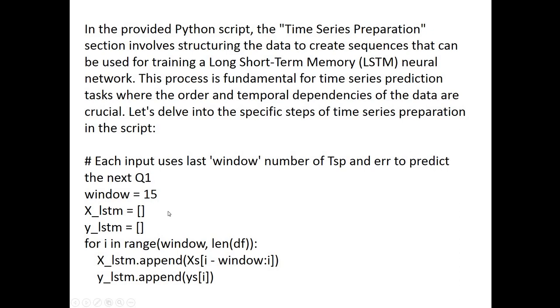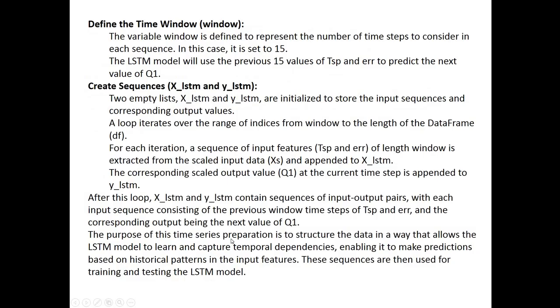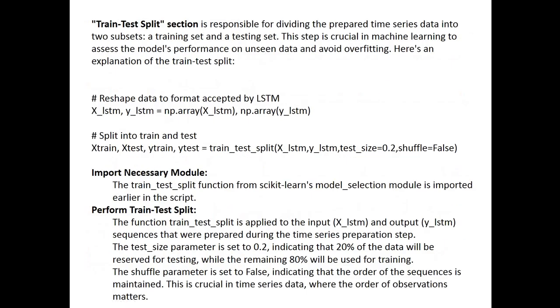The first step in sequencing is to create a window, which we explained earlier. A window is a group of past historical data points, and for this you can see the window is selected as 15, so the LSTM model will use the previous 15 values of TSP and R to predict the next value, and it will create sequences X-LSTM and Y-LSTM according to the code actually.